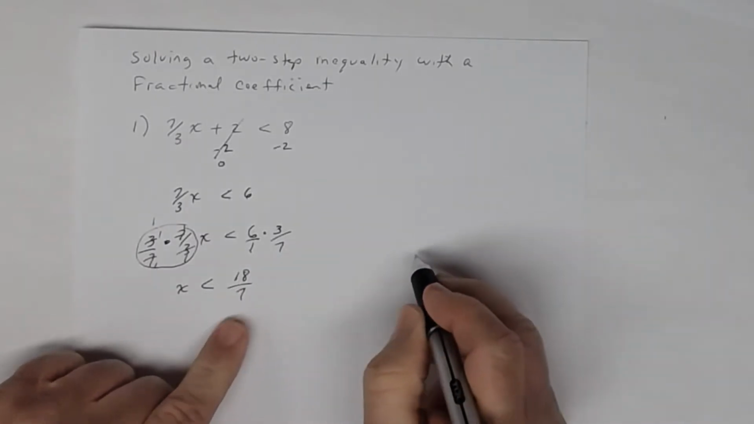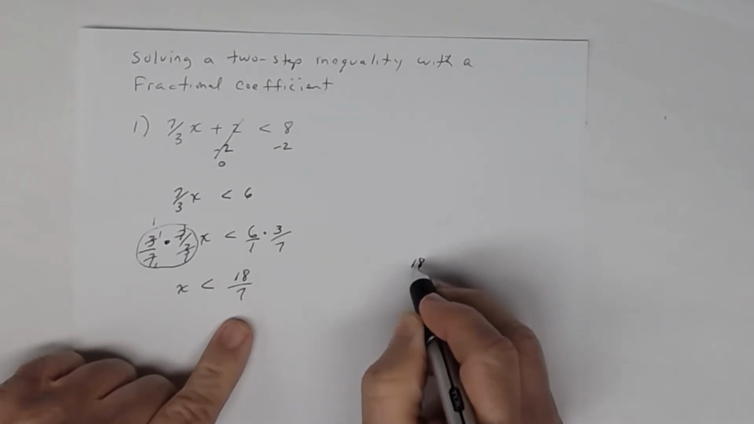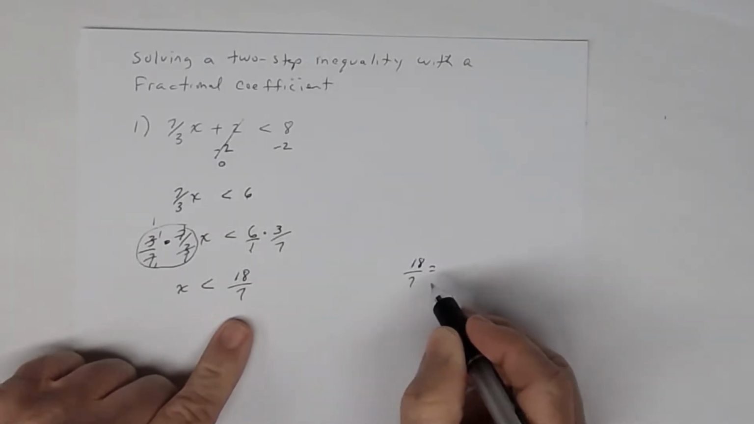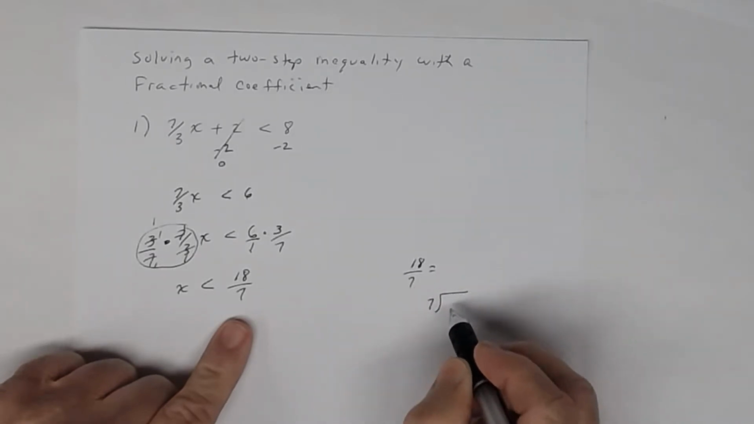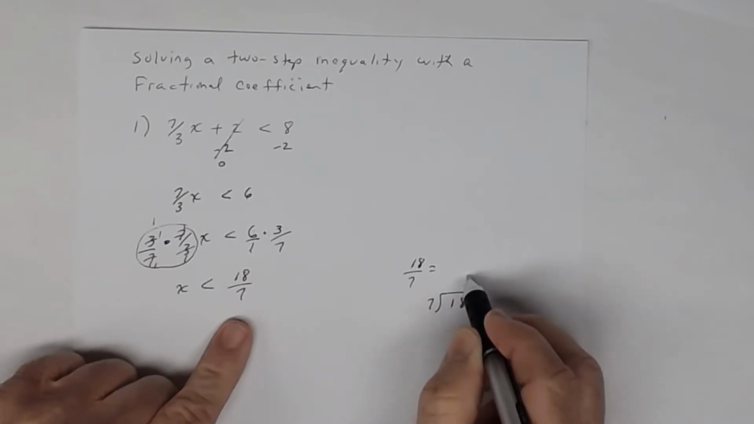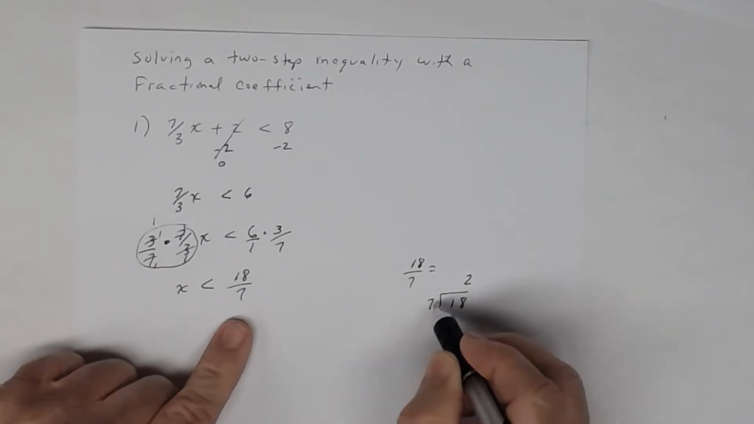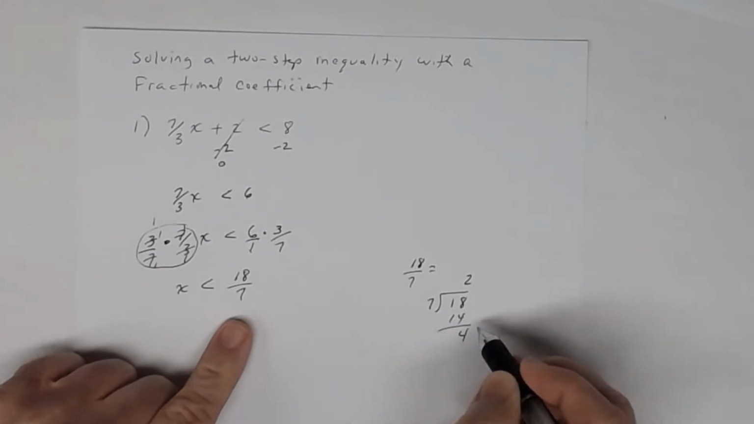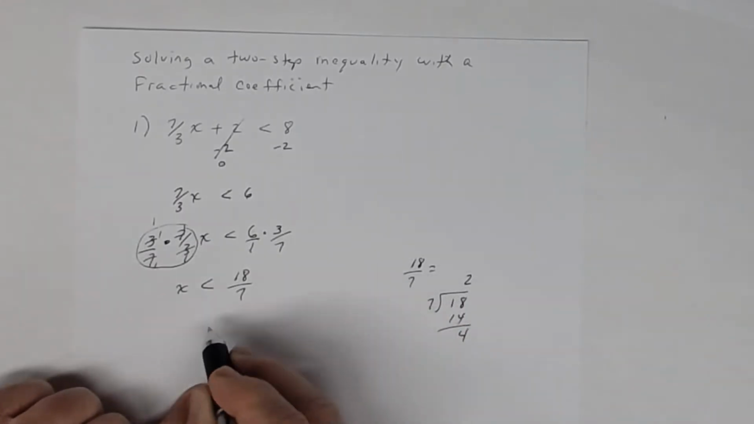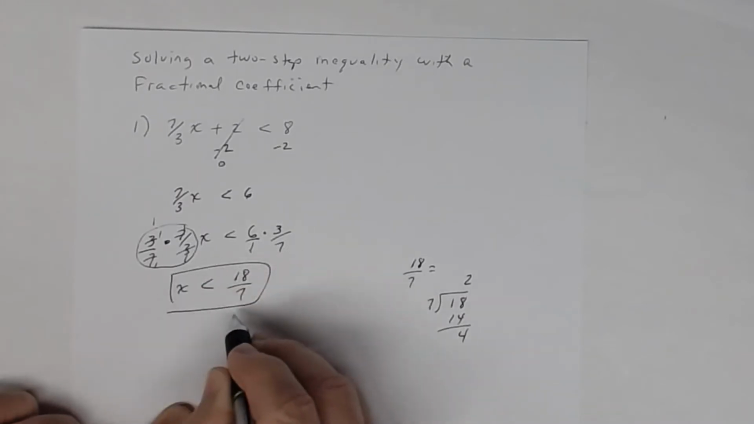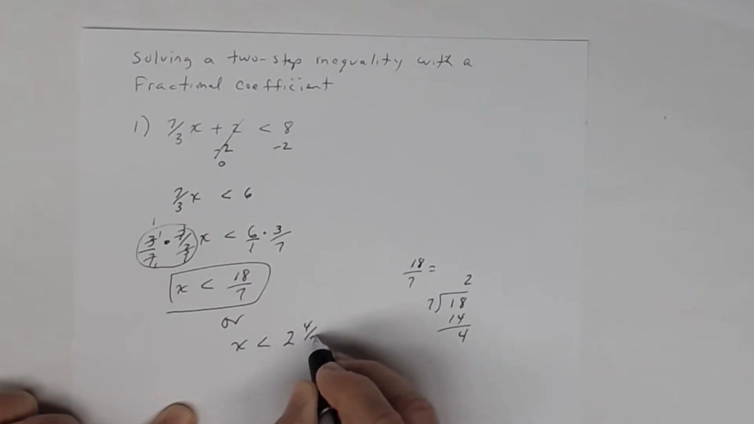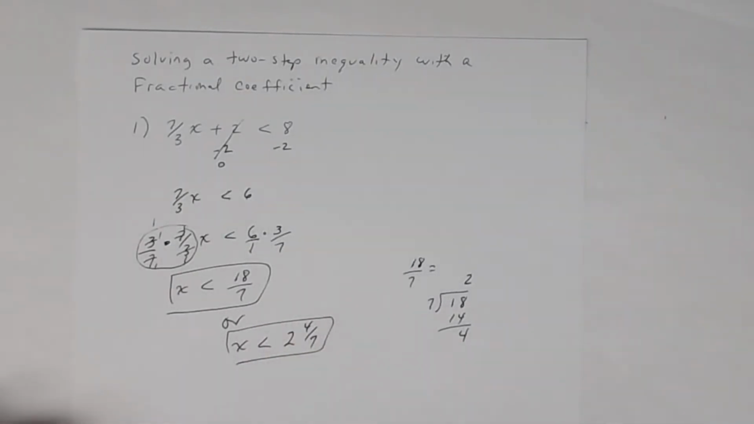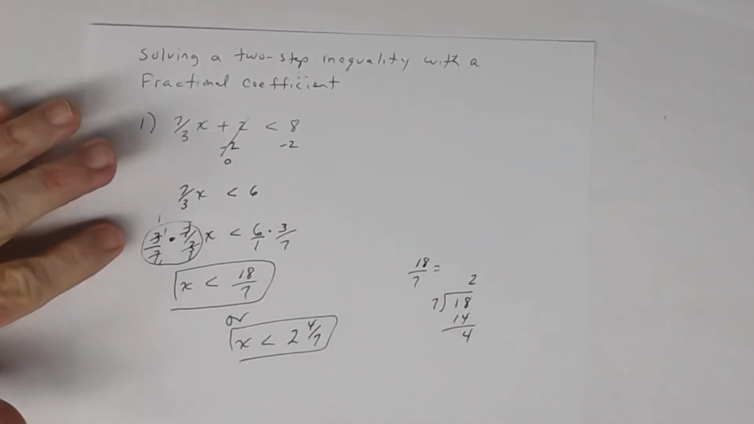I cannot reduce this. But if I want to, I can rewrite 18/7 as a mixed number because 18/7 is an improper fraction. So 7 into 18 will go 2 times. 7 times 2 is 14 with the remainder of 4. So I get 2 and 4/7. So I can write this like this, or you can say x is less than 2 and 4/7. Okay? So either one of those is correct. So that's a two-step inequality. All right, so that's number one. Now that's more of the easy kind right here.